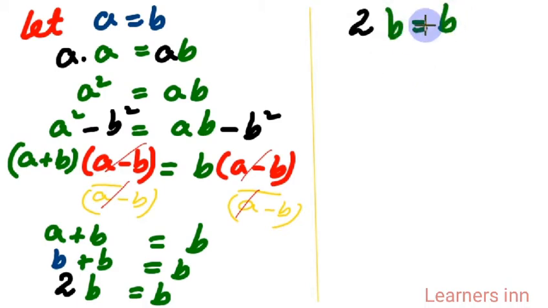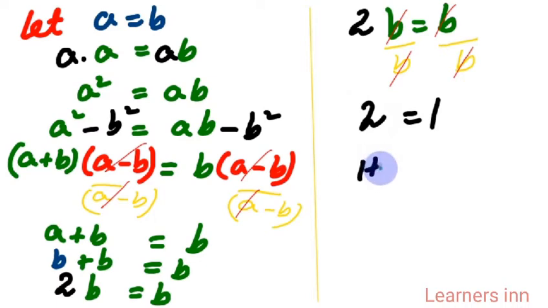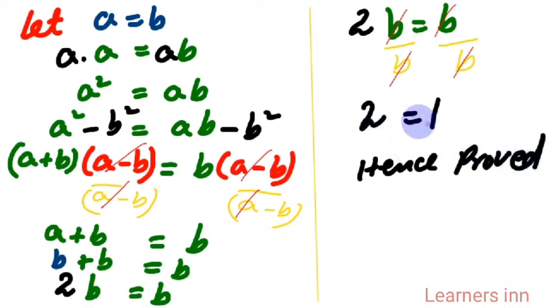Now again dividing both sides by B, after cancellation we'll get 2 is equal to 1, hence proved. Hence proved 2 is equal to 1.